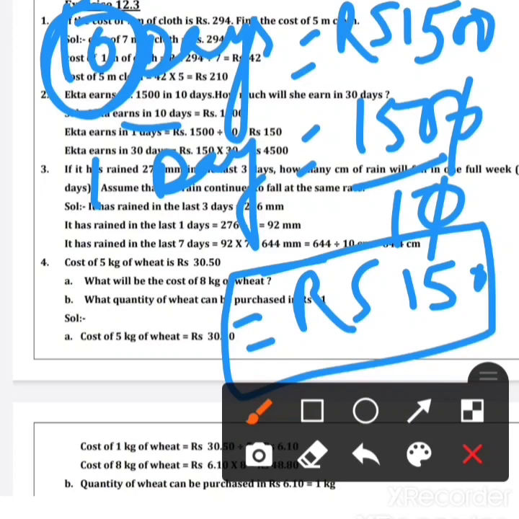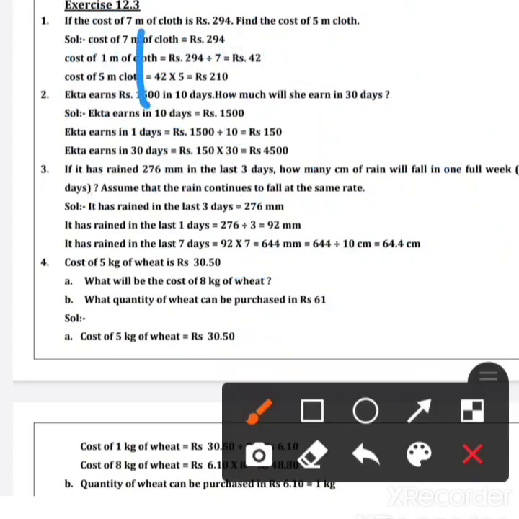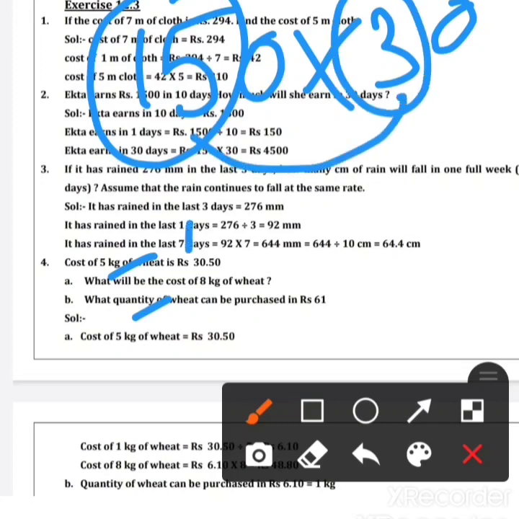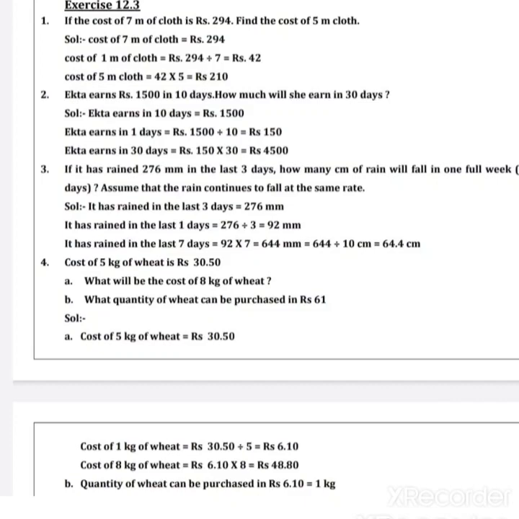Now we have to find in 30 days. So 150 multiplied by 30. Simply multiply 15 by 3. 15 times 3 is 45. Now count zeros, number of zeros: 1 and 1, 2. So this is 4500 rupees. Ekta earns in 30 days 4,500 rupees.